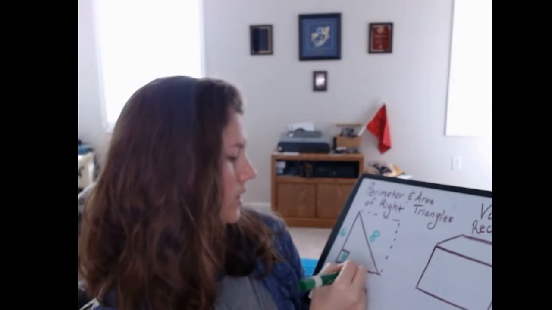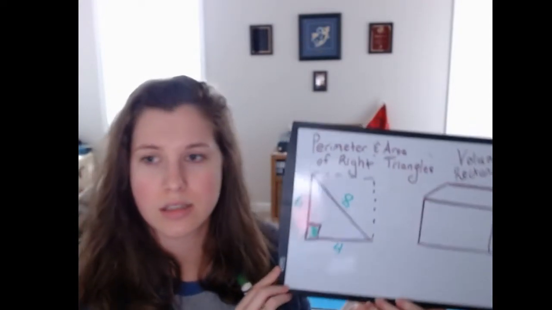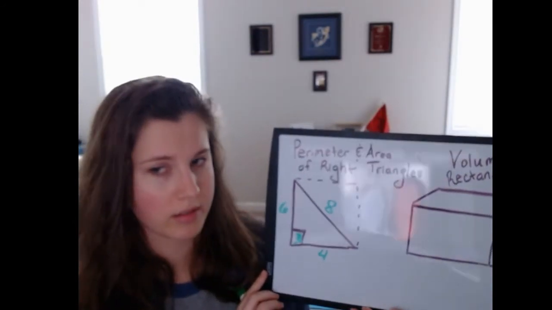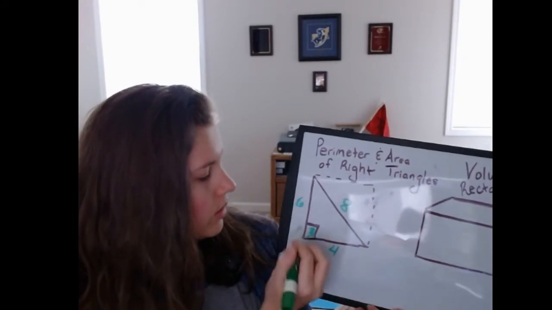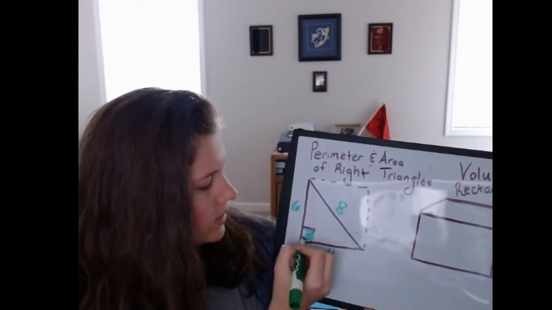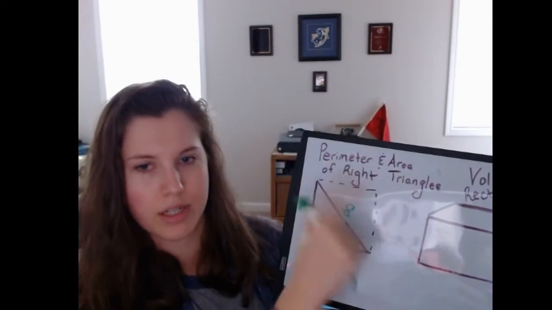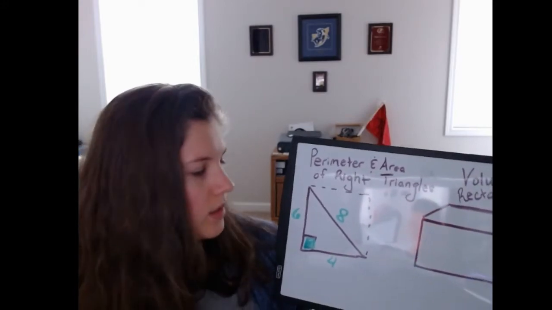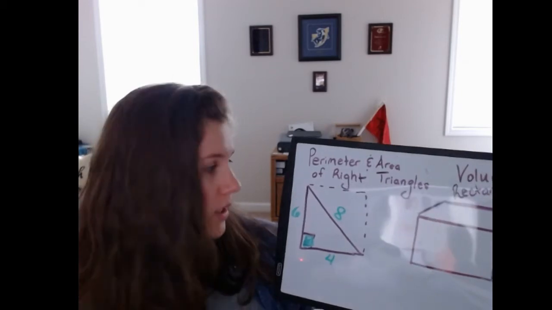So, let's start with the right triangle. First of all, right triangles are right because they have a perfect 90-degree angle in the corner. Now, it could be any corner. Triangles can be flipped any which way, but as long as it is a perfect L, a perfect 90 degrees, then it is a right triangle.